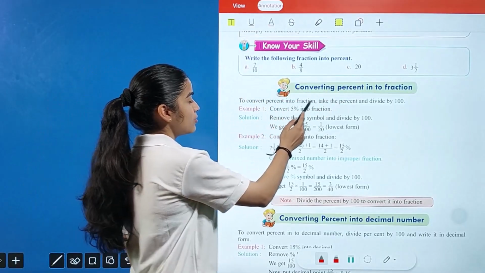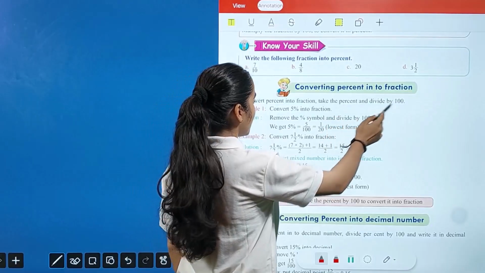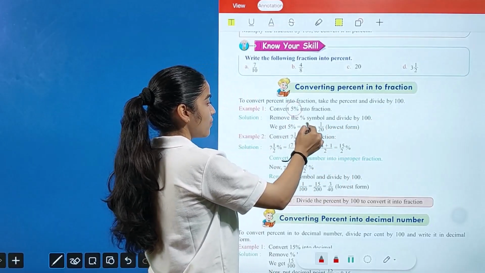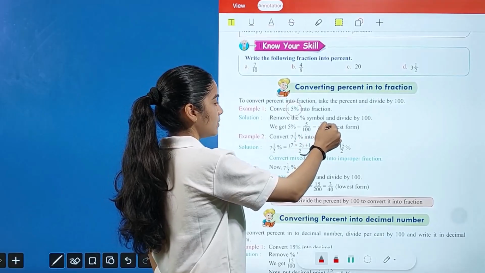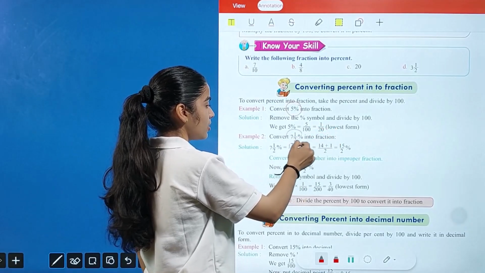To convert percent into fraction, take the percent and divide by 100. So here we have 5%. So 5 upon 100, your answer will be 1 by 20. This is your mixed fraction.